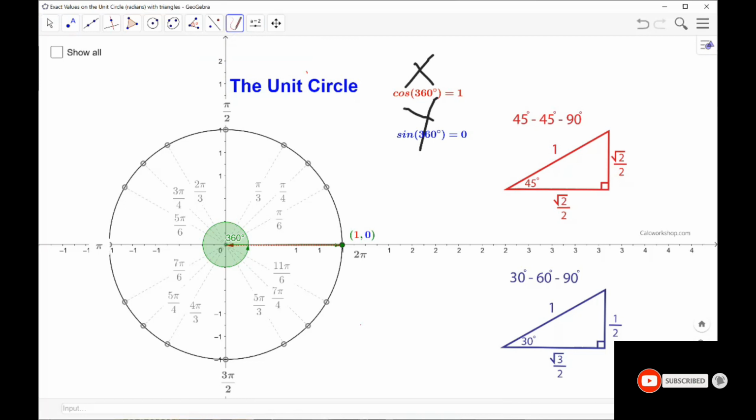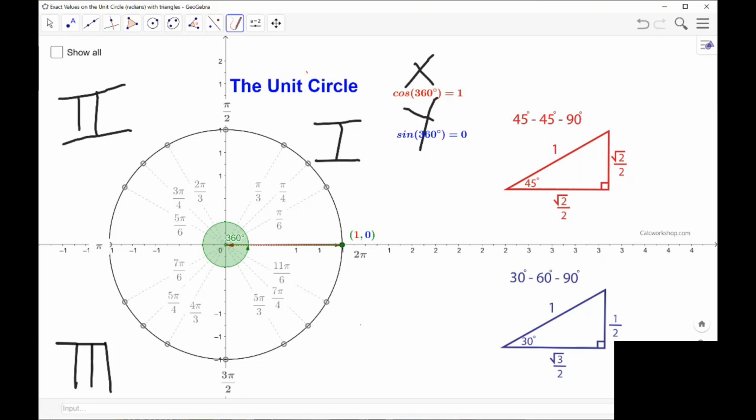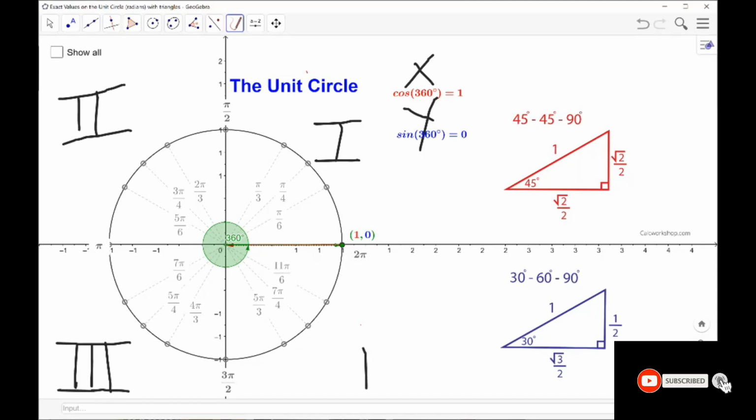So when we think about the unit circle, when we think about the coordinate planes, we have our first quadrant, our second quadrant, our third quadrant, and our fourth quadrant.